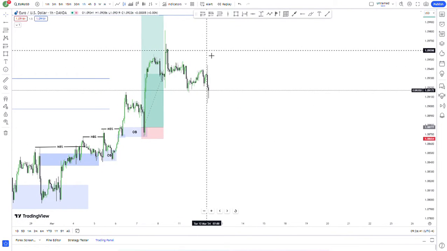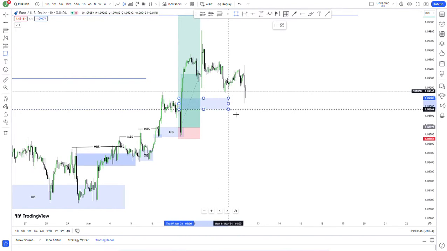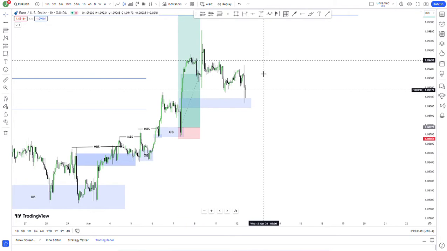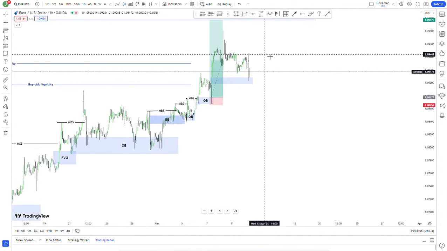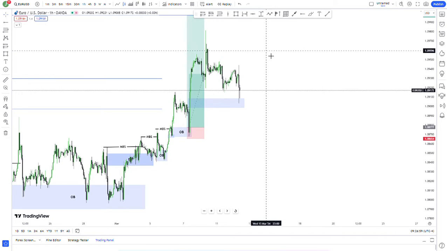So yeah, that is it, ladies and gentlemen. Currently the market is trading inside this fair value gap. Now it might buy from here and hit our liquidity pool, but this is not a signal of some sort. It is just my observation.